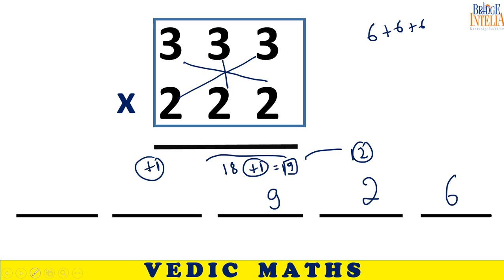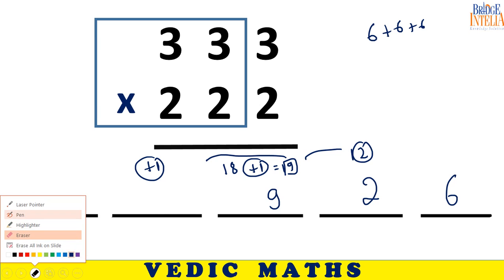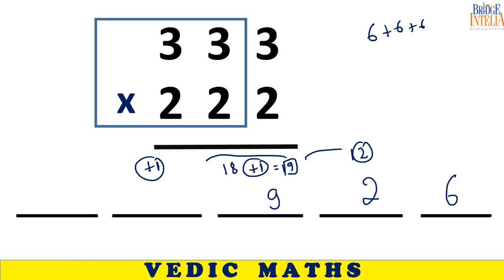We have already found out the cross connection product. Now let's move the box forward. If you move the box in this position and you find out the cross connection product again, what do you get? 3 into 2, 6, and this 2 into 3, again 6. 6 plus 6 is equal to 12. So 1 is already carried forwarded. 12 plus 1 is equal to 13. So out of 13, you can write only 3 here. The remaining 1 is carried forwarded.